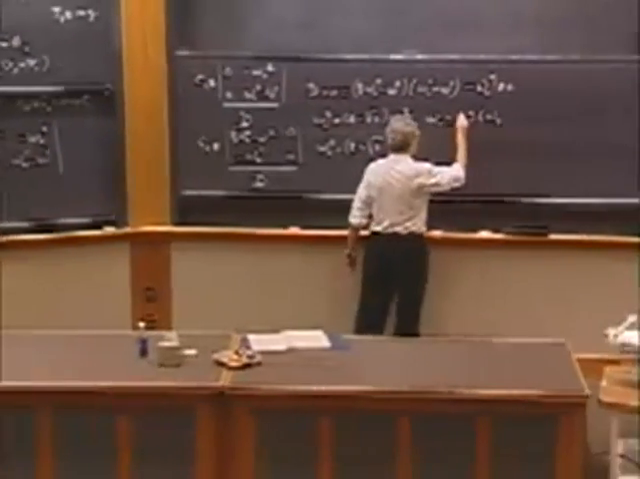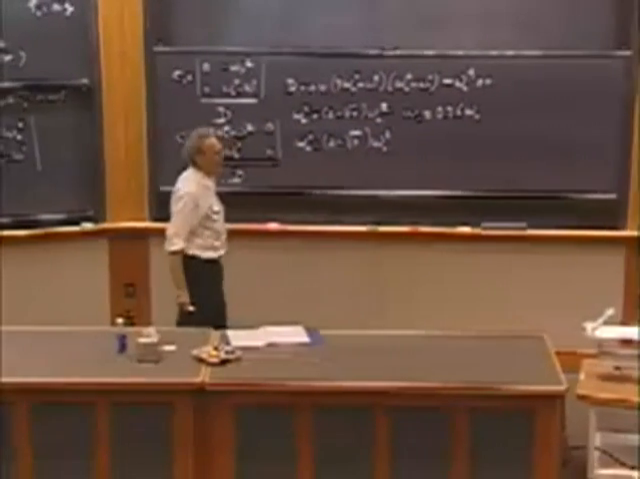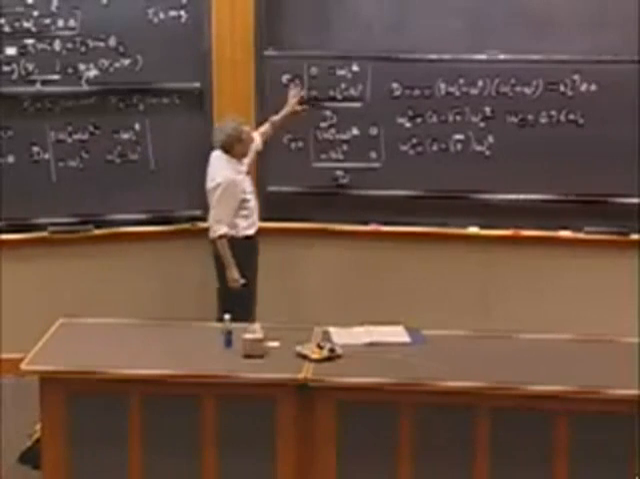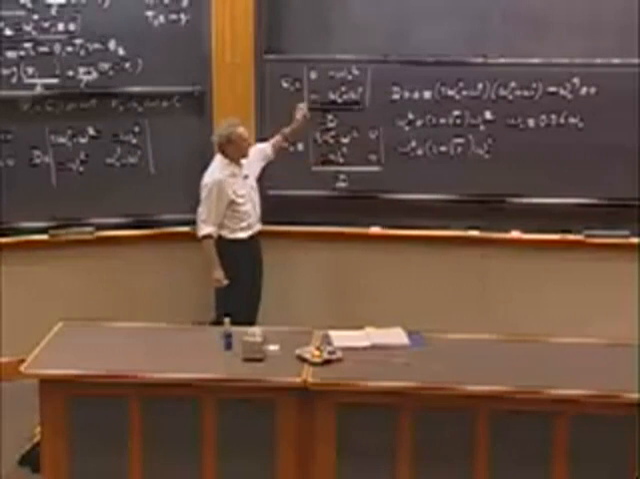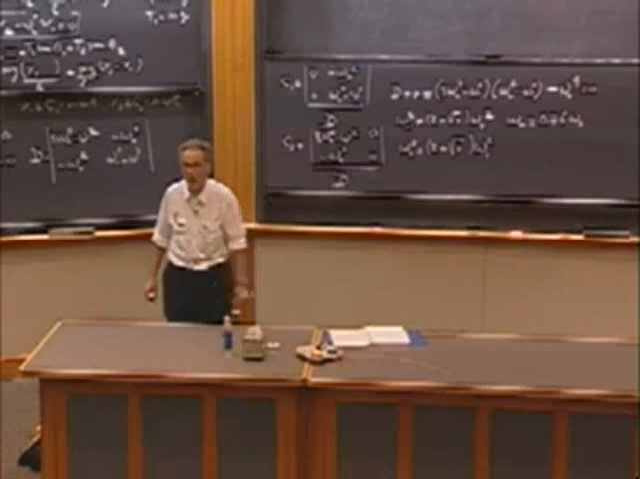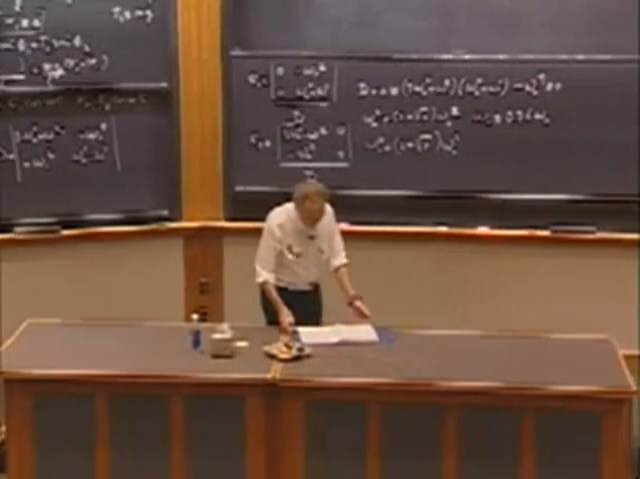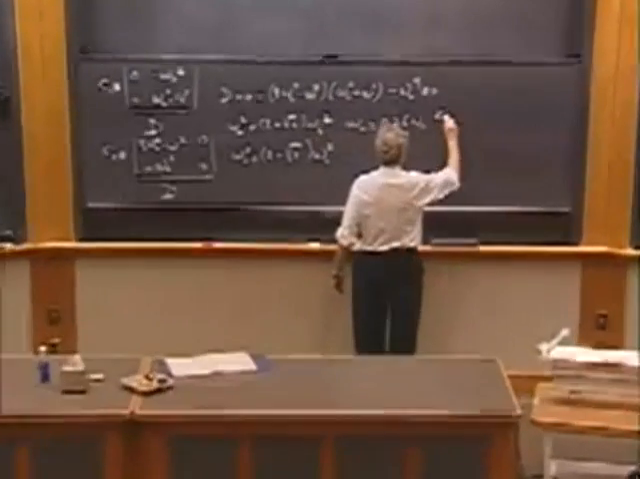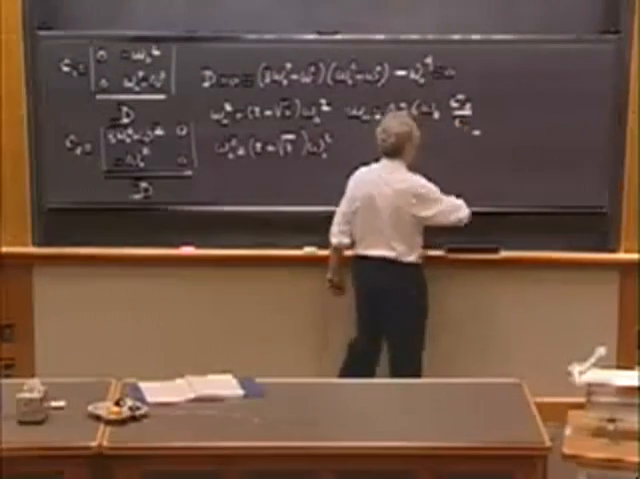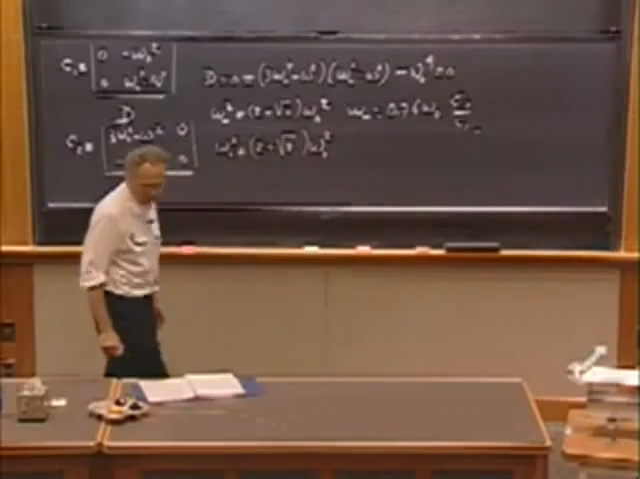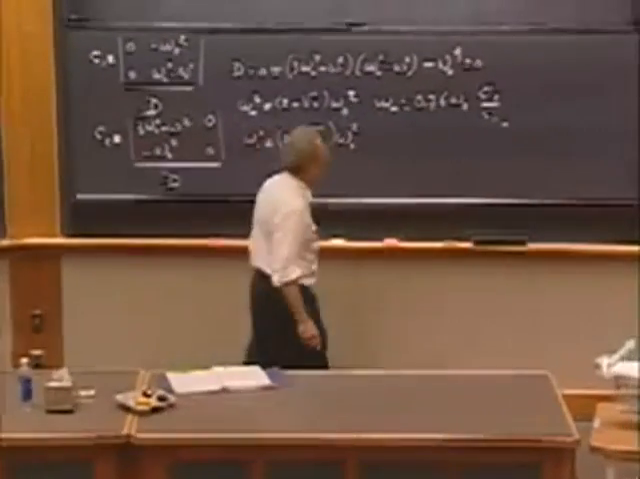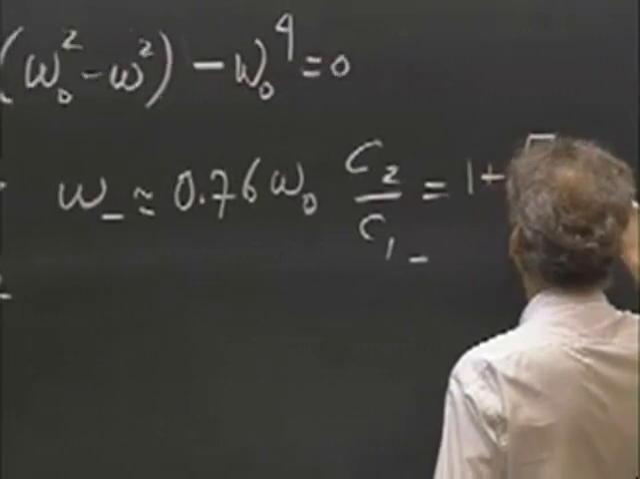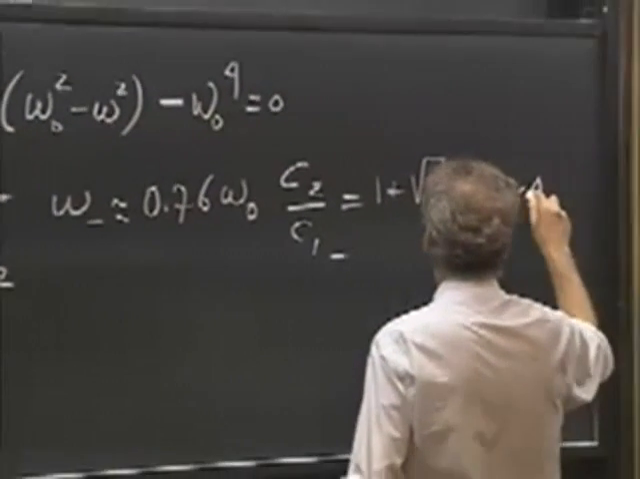And then I can substitute this value for omega either back into my equations, or I substitute it back into this if you want to. You get 0 divided by 0, which is not going to be 0. And you're going to find then that C2 divided by C1 in that minus mode, in that lowest possible mode, is 1 plus the square root of 2, which is approximately plus 2.4.